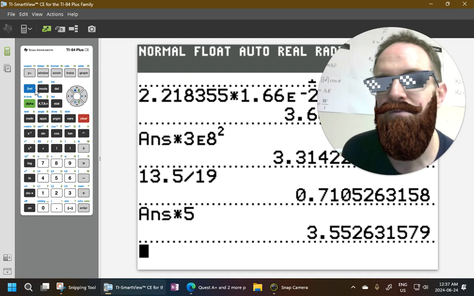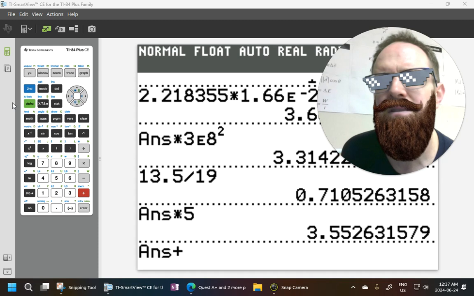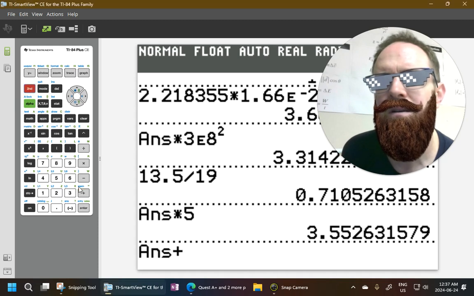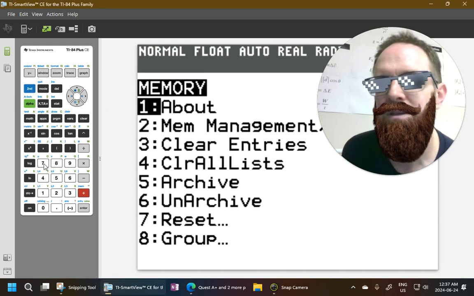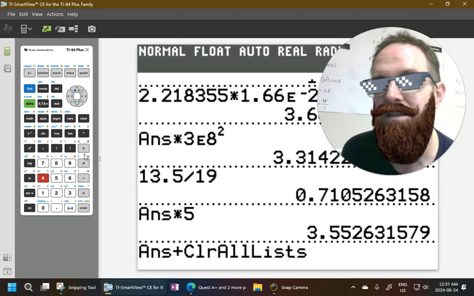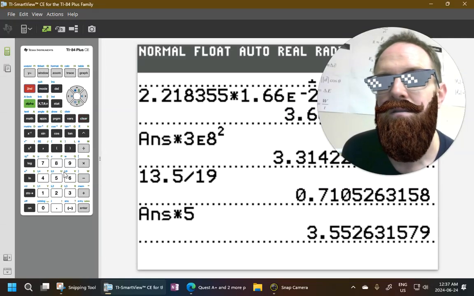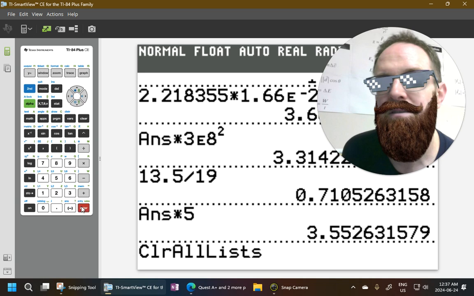I'm having problems resetting my calculator. There's something weird in my, oh, that's why, this thing's right in the way. That's probably why. There we go. Perfect. Okay, so I'm going to reset. I'm actually just going to clear all my lists here. Okay, I'm going to clear all my lists, get rid of all this.